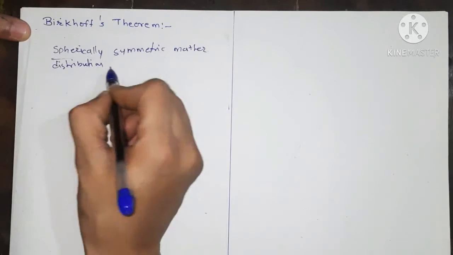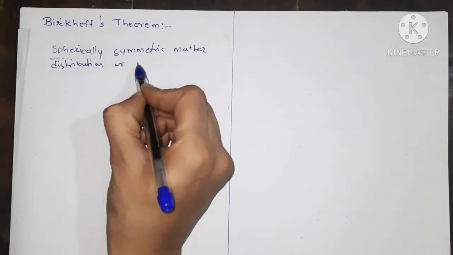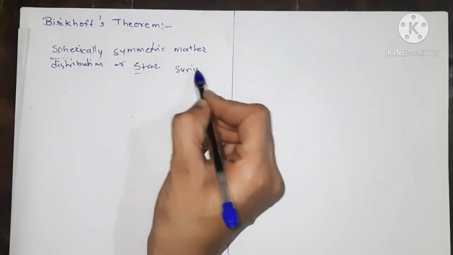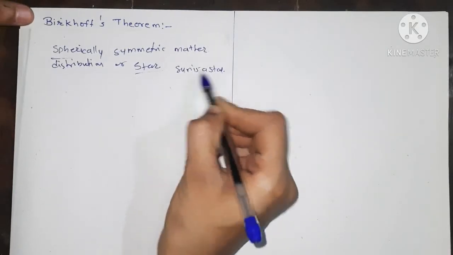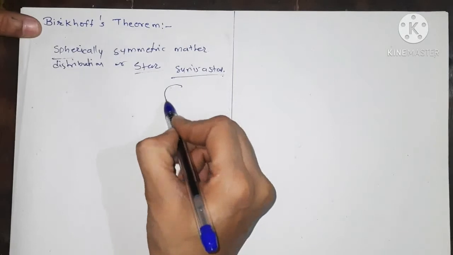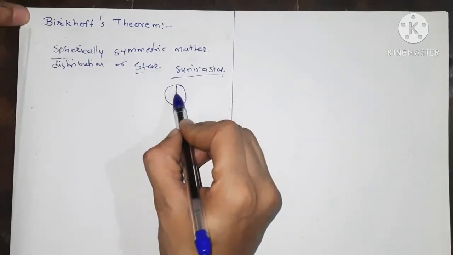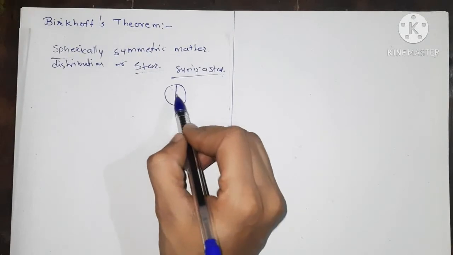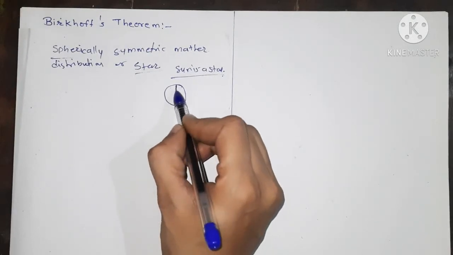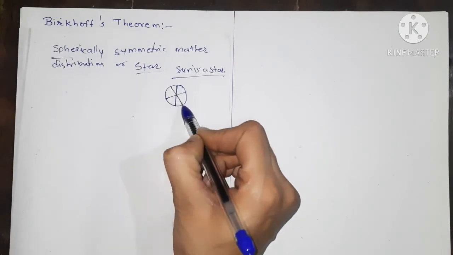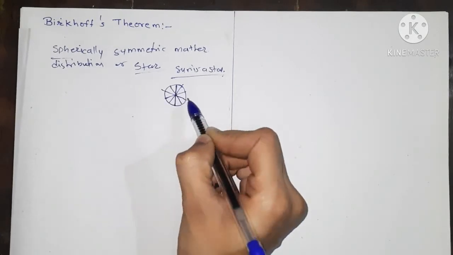We have to consider a star. As we know, the sun is a star, and the sun is a spherical body, right? So it is spherically symmetric. Spherically symmetric means if we divide the sun along the radius, then it looks like this.